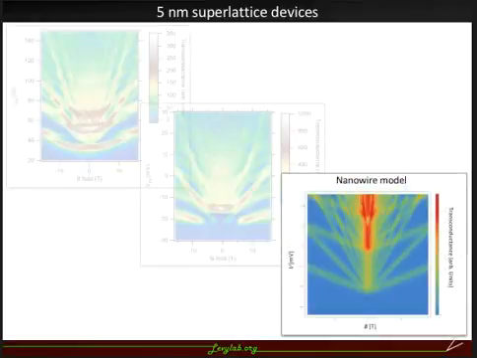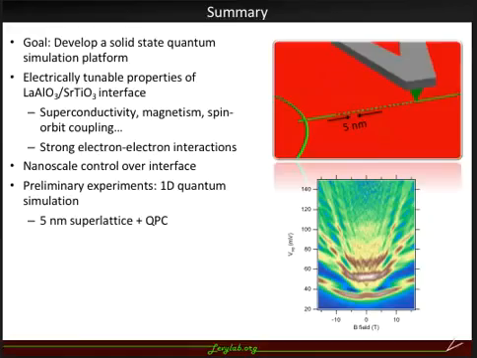We've also begun to do some theoretical modeling, starting with modeling a simple nanowire in this material. Hopefully we can use the results from these experiments to constrain and parameterize these models to better understand the system and help us really develop these building blocks for this quantum simulation platform.